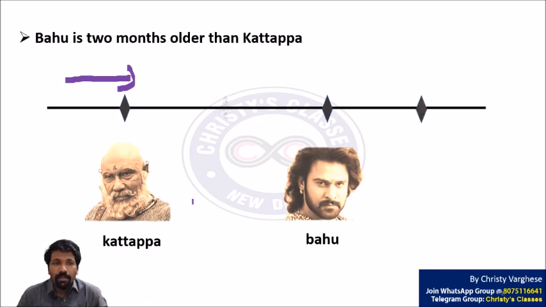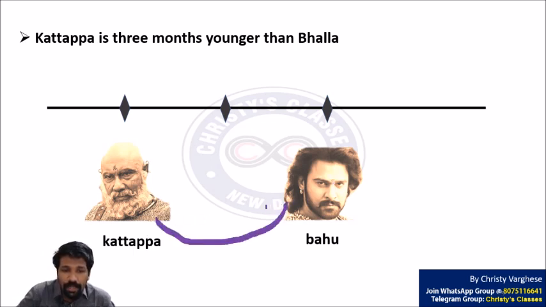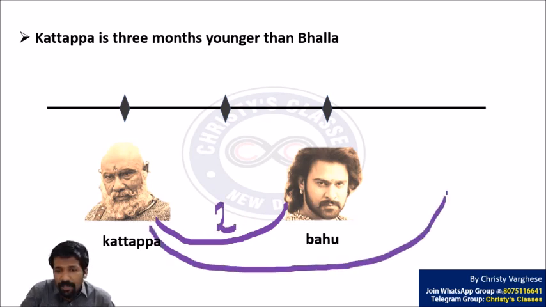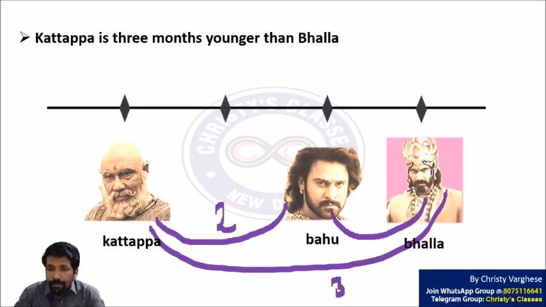Now, the next sentence is saying that Katappa is 3 months younger than Balla. We already know that Katappa is 2 months younger than Bahu and Katappa is 3 months younger than Balla. So definitely we can say Bahu will be 1 month younger than Balla. Again, you can apply the transitivity property there also. So according to this much information, this is the increasing order.